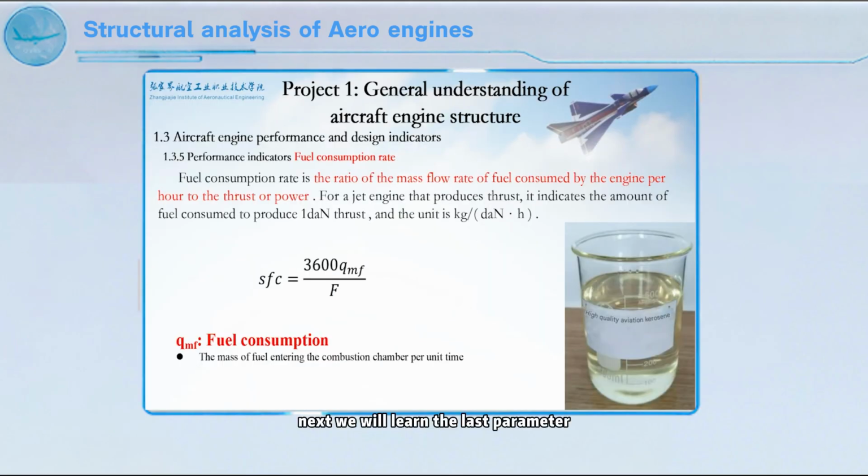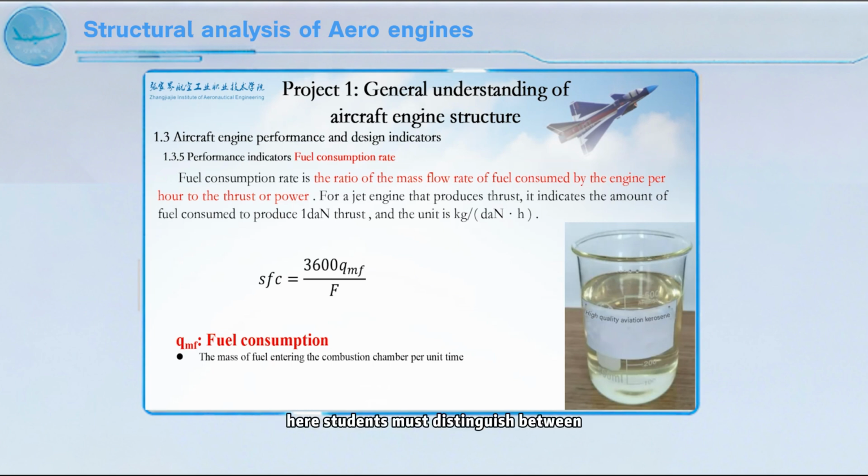Next, we will learn the last parameter of engine performance indicators, fuel consumption rate. Fuel consumption rate is the ratio of the mass flow rate of fuel consumed by the engine per hour to the thrust or power. For jet engines that generate thrust, it indicates the mass of fuel consumed by the engine to generate 1 decanewton thrust in 1 hour, and the unit is kilograms/decanewton·h. Fuel consumption rate is an important parameter that reflects the economic performance of the engine. The lower the fuel consumption rate of the engine, the better the economic performance of the engine, and vice versa.